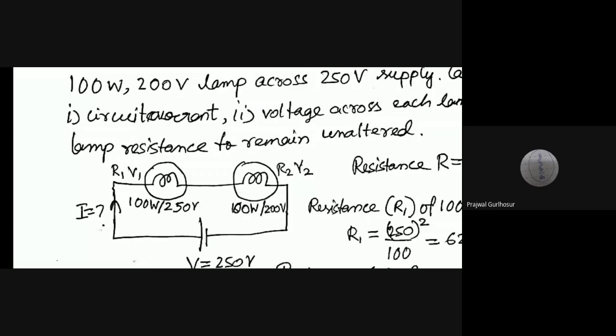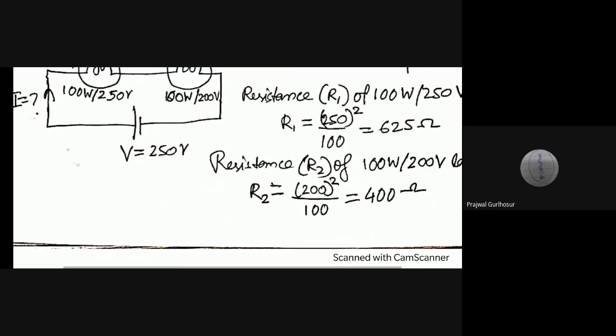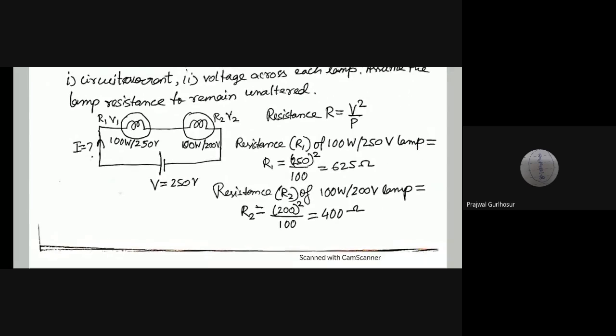if they have told us that the lamps are connected in series, means R1 and R2 are connected in series, the equivalent resistance is R1 plus R2, which you have found out as 625 and 400. So the equivalent resistance is the addition of these two because the lamps are connected in series. So our equivalent resistance R equals R1 plus R2, that is 625 plus 400, right? Everyone?